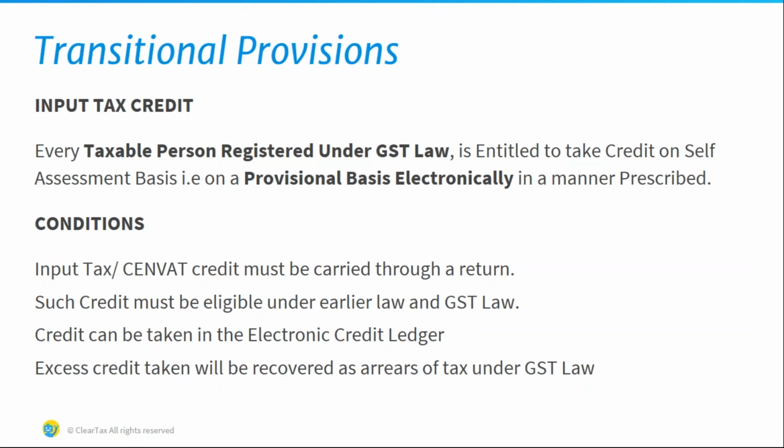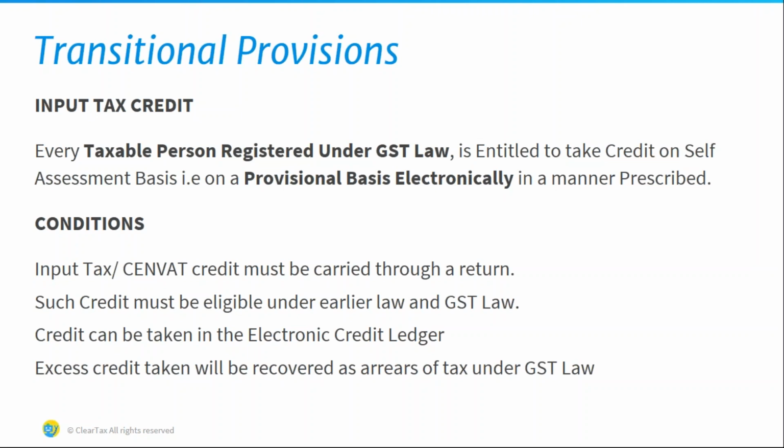On that network, every business will have an electronic credit ledger and an electronic cash ledger. All your inputs will be coming into your electronic credit ledger, and any kind of tax liability that you need to pay, or any kind of refund that you are getting, will flow to your electronic cash ledger. So that is the high-level input tax credit definition.